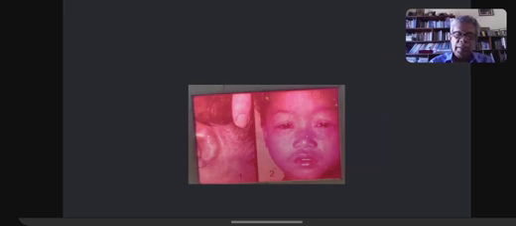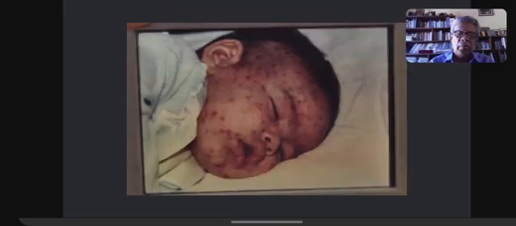This is a child with measles again. You can see the rash even behind the ear. That's where it starts normally. You can see the conjunctival suffusion. Okay, I mean, these are rare conditions. So I'll show you the common ones.